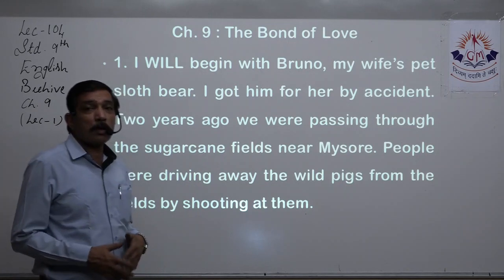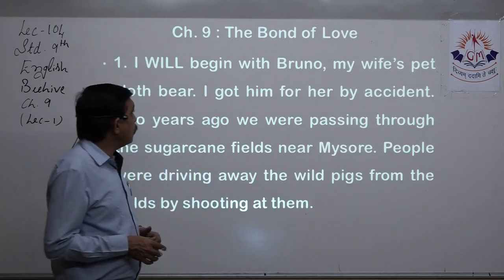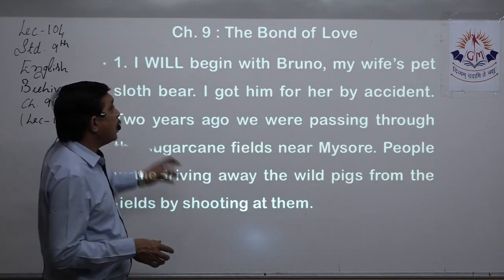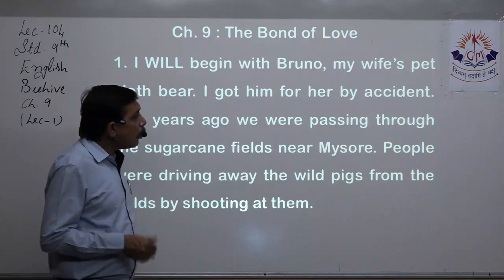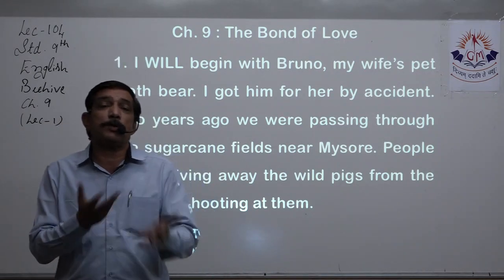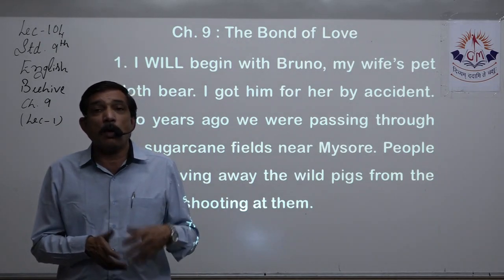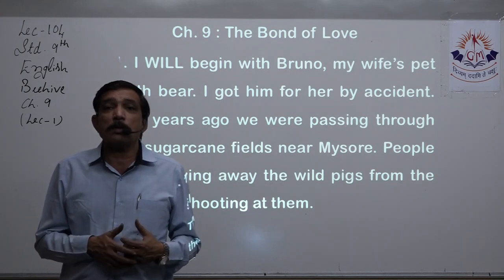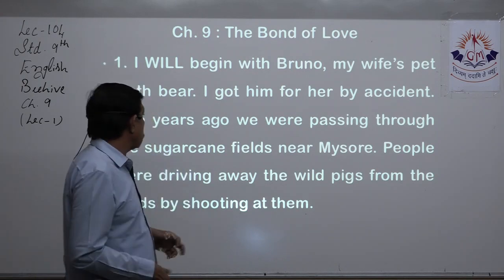Now, what is the name of that sloth bear? It is Bruno. Bruno is the name of the sloth bear, and it was my wife's pet sloth bear. I got him for her by accident. Now, it was gifted to the wife by the husband, that is the author. The husband, that means the author, got the sloth bear by an accident.